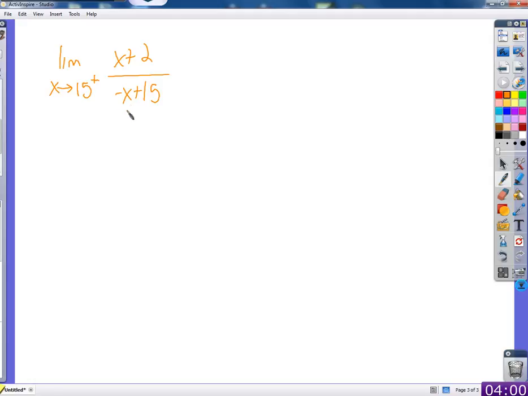So we're going to get some number over a really small negative number, okay? So what happens when you divide a number by a really small number? It's huge. And what happens when you divide a number by a really small negative number? Negative huge. Negative infinity. Oh, I thought this was a point or something. Just that. If you just get zero in the denominator, now you're looking at most likely a vertical asymptote. When we put 15 into the numerator, we just get 17. So yeah, no hole there.